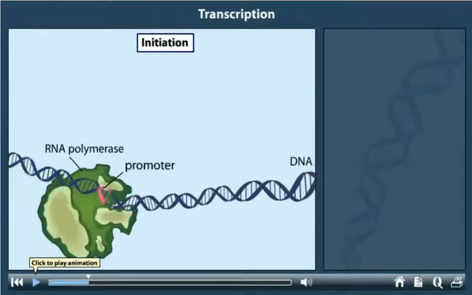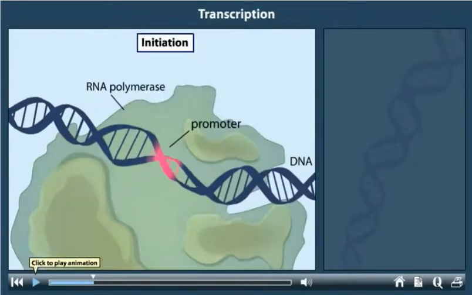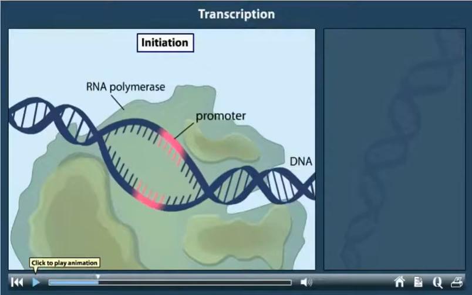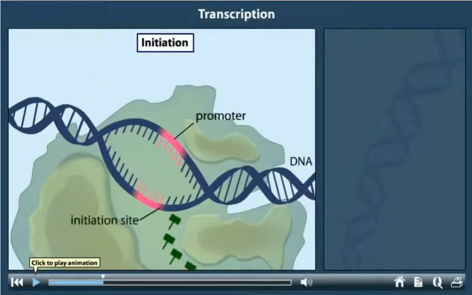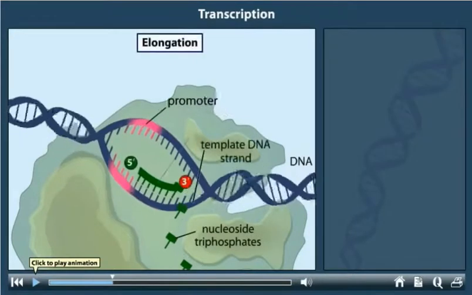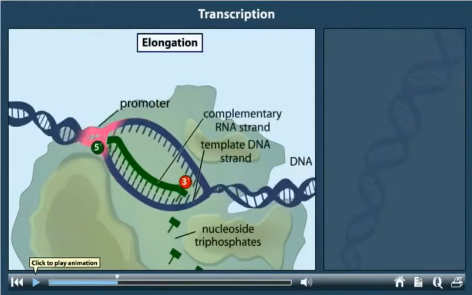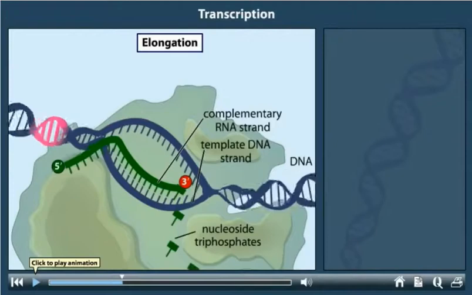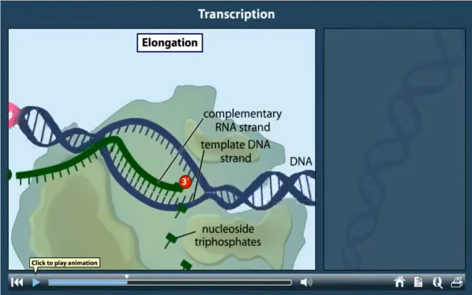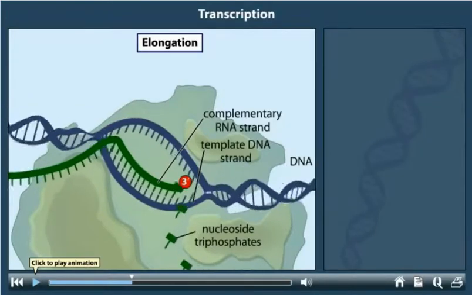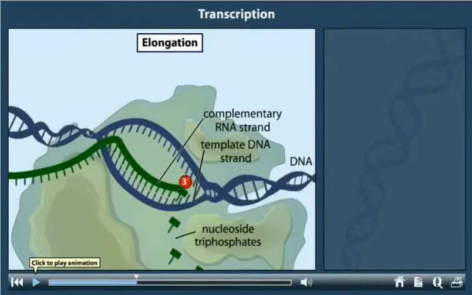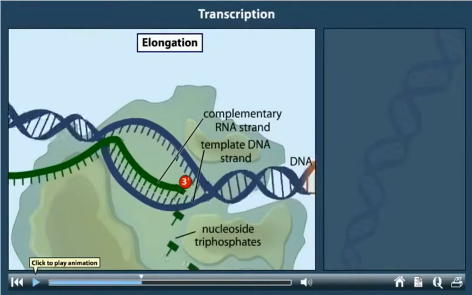RNA polymerase attaches to the promoter and begins to unwind the DNA. At the initiation site, the polymerase begins reading the DNA template strand and building a complementary RNA strand from free nucleoside triphosphates. The RNA strand grows by the addition of these substrate molecules to its 3' end. This is the elongation phase of transcription.